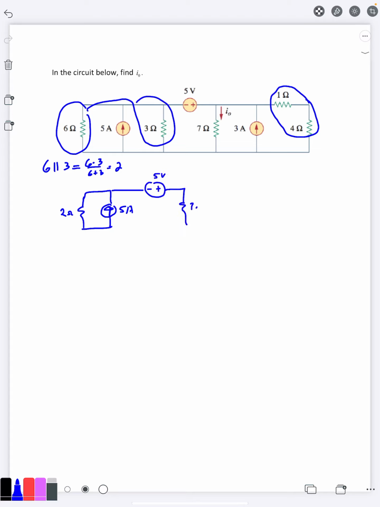We've got our resistor. Got our current source. And then 5 ohm resistor.